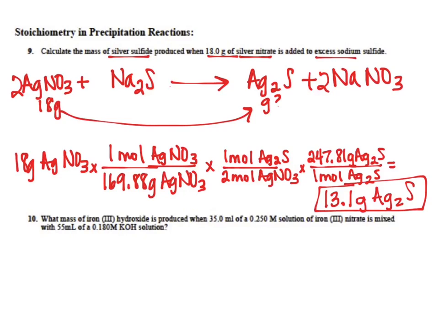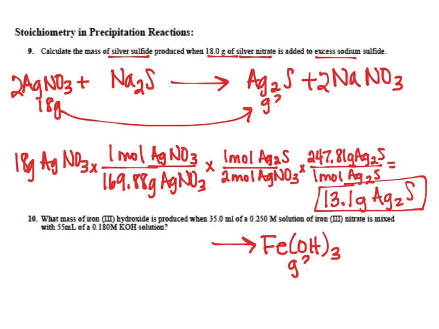All right, what mass of iron 3 hydroxide is produced when 35 mLs of a 0.250 molar solution of iron 3 nitrate is mixed with 55 mLs of a 0.10 molar KOH solution? So what mass of iron 3 hydroxide? That is my solid, and we are looking for grams.